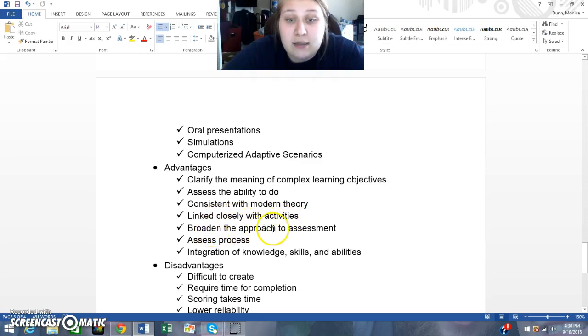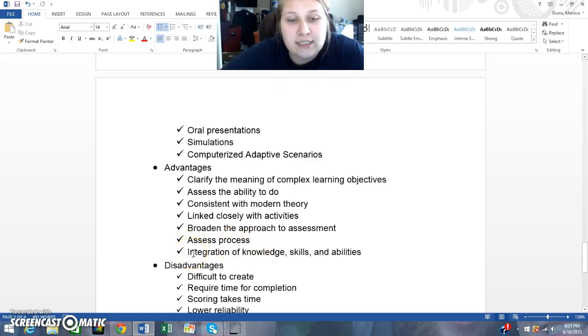It broadens the approach to assessment, so sometimes the students don't even know that they're being assessed, so it takes a lot of the pressure off. Because some students do have test anxiety, so it will take off some of the pressure. It shows the teacher the process that the student went through to get the result. So not only are you assessing the outcome, but you're also assessing how they got there, the process.